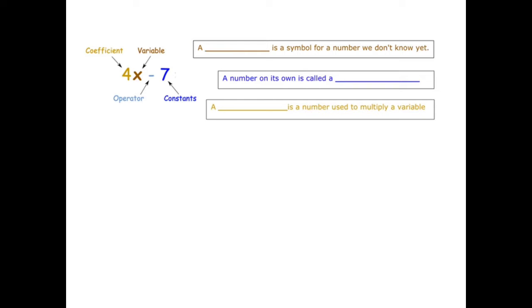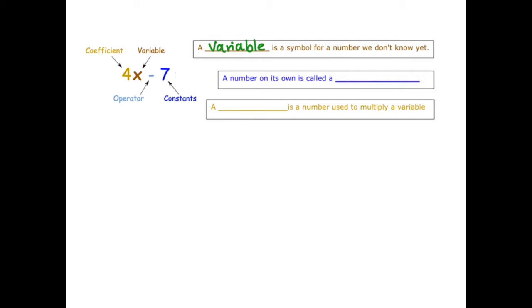Now, in an expression, we will always have variables. And a variable is just a symbol for a number we don't know yet. We call those variables because the value of those letters can change. They can vary in an expression. So in this expression, this x, this brown x, could be a bunch of different numbers depending on what we're looking at. That's why they're called variables. And an expression will always have one or more variables.